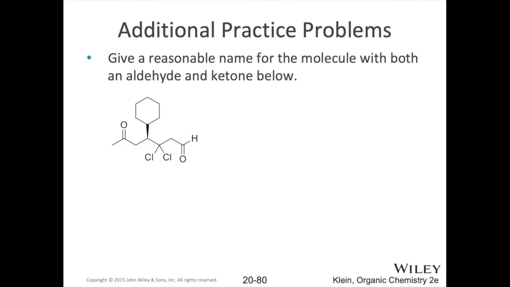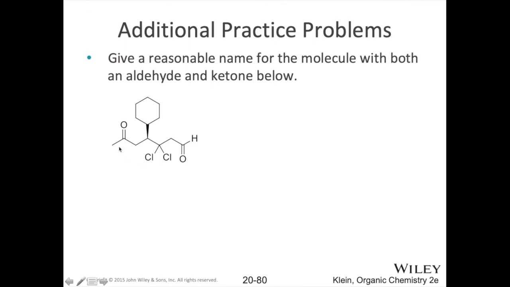Okay, so here we have a molecule that has a ketone and an aldehyde, as well as other functional groups or other substituents. Again, don't panic. You're not going to get something this complicated on a quiz or exam. Okay, this one's interesting because now you've got a ketone and an aldehyde. You've got to think about, one of those is going to have to be used as a prefix. The other one's going to be used as the suffix, right?